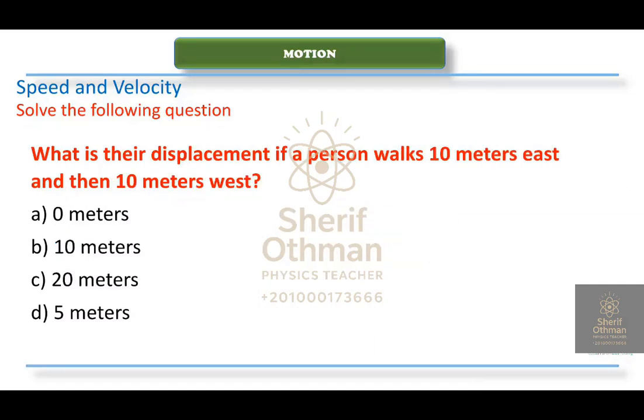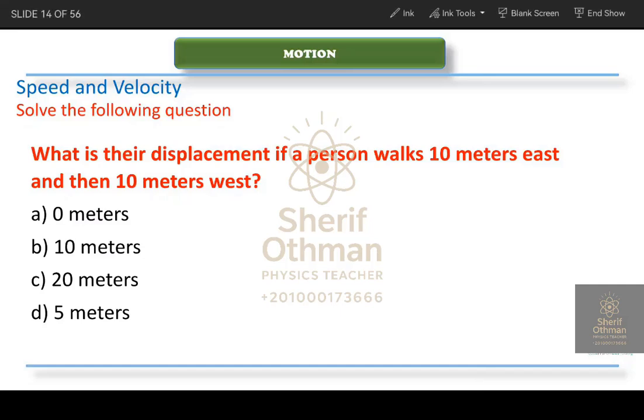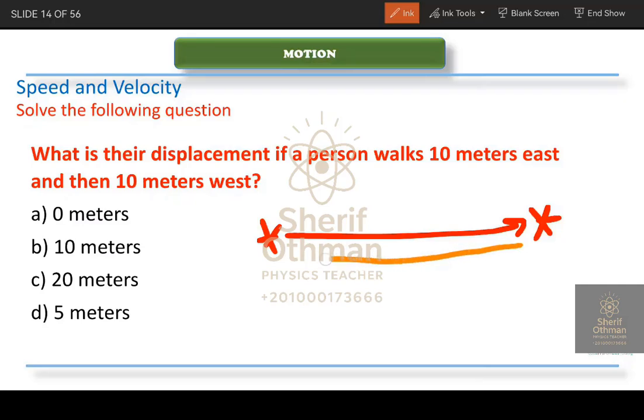What is the displacement if a person walks 10 meters east and 10 meters west? We said that the displacement is the difference between the initial position and the final position in a straight line. So this person moved 10 meters east to reach the final position. Then he returned back again to the previous position.